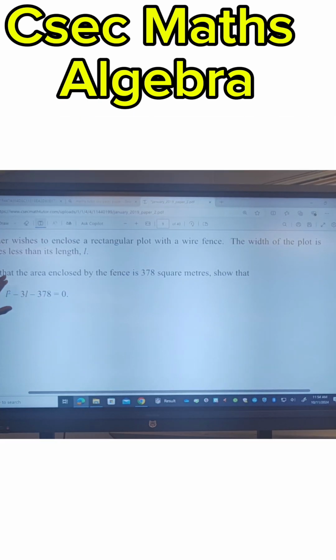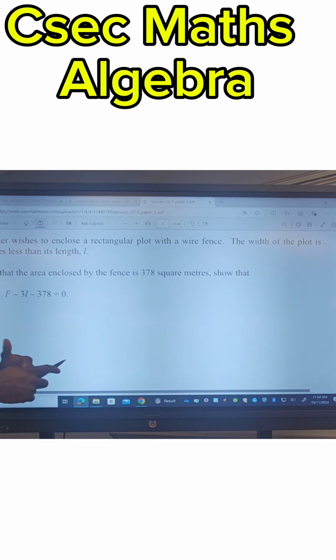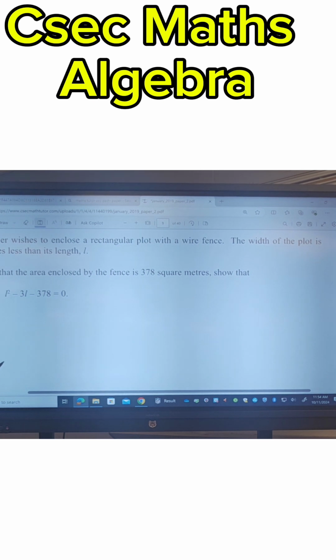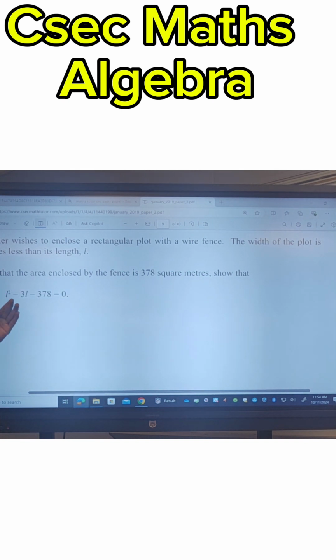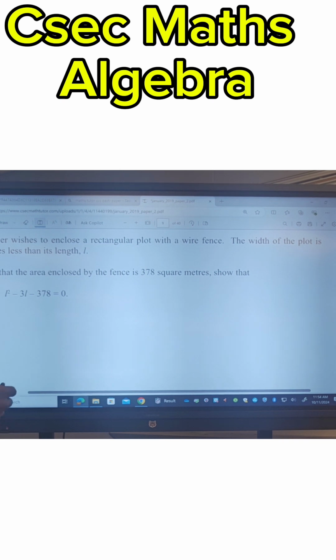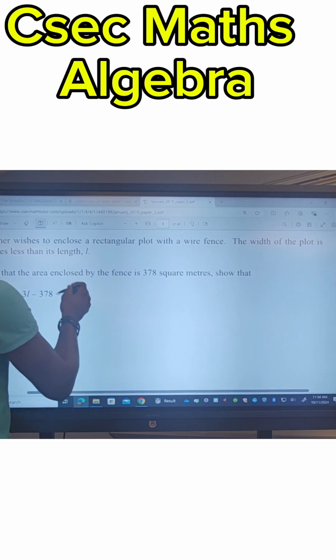Good. So the question reads that a farmer wishes to enclose a rectangular plot with wire fence. The width of the plot is 3 meters less than its length. Given the area is 378, we want to show that L squared minus 3L minus 378 is equal to 0. Now, remember the information we got.